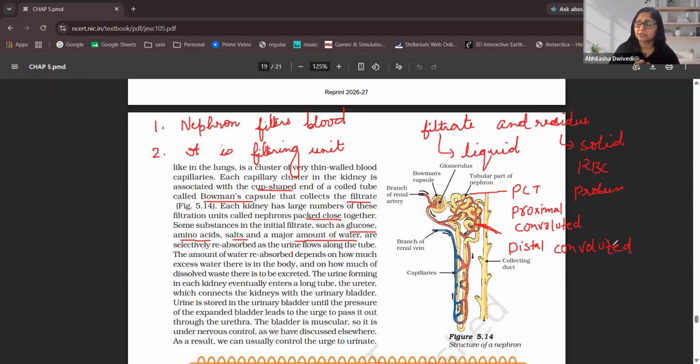So it is convoluted, and it is away from the Bowman's capsule. That's why it is called the distal convoluted tubule. I hope you understood.